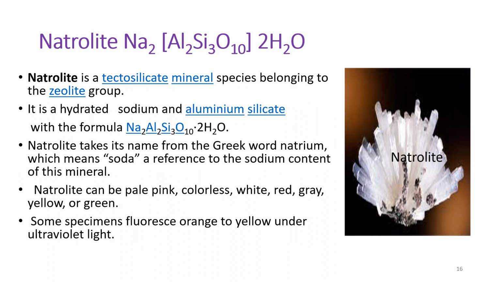Coming to natrolite, it is a sodium aluminosilicate along with two water molecules. Natrolite is a tectosilicate mineral. It belongs to the zeolite group, and it is a hydrated sodium aluminosilicate. It takes its name from the Greek word natrium, which means soda, with reference to the sodium content of this mineral. It can occur in different colors like pale pink, sometimes colorless, white, red, grey, yellow, or green. Some specimens have the capacity of fluorescence, orange to yellow under ultraviolet light.